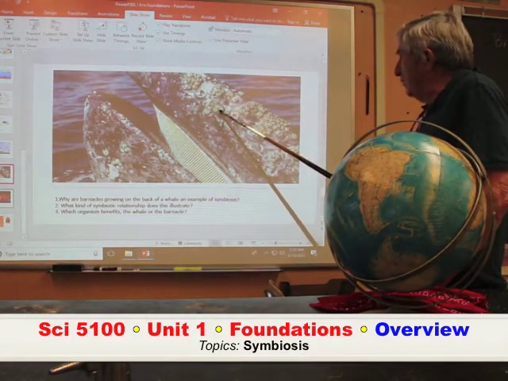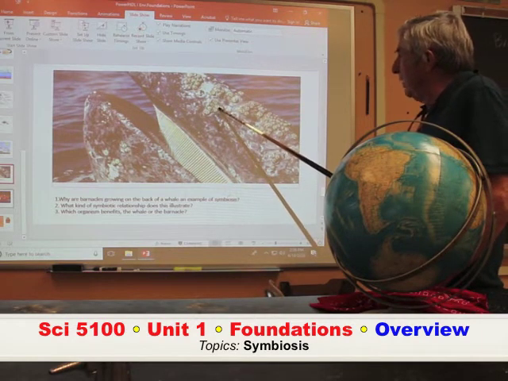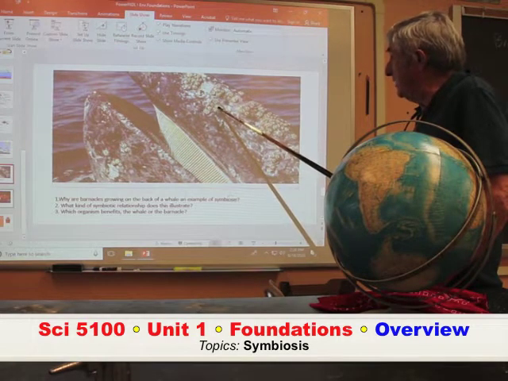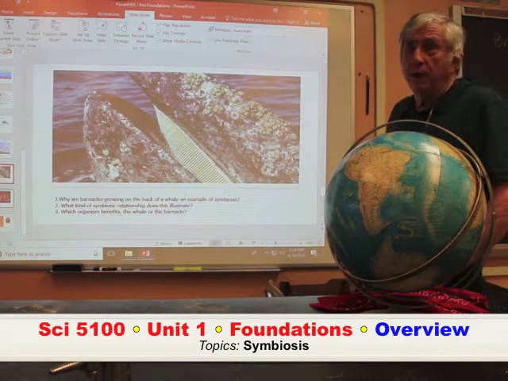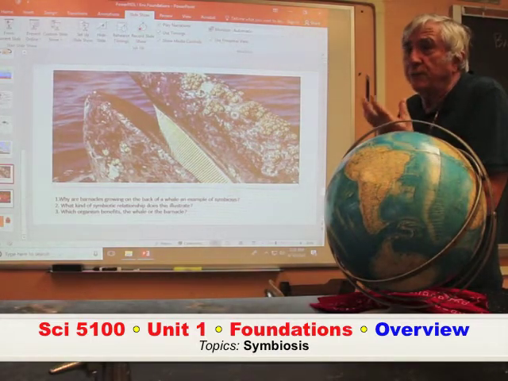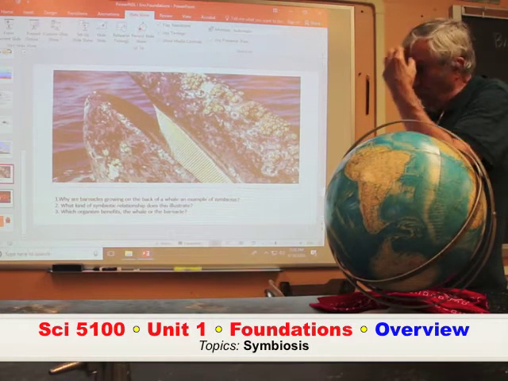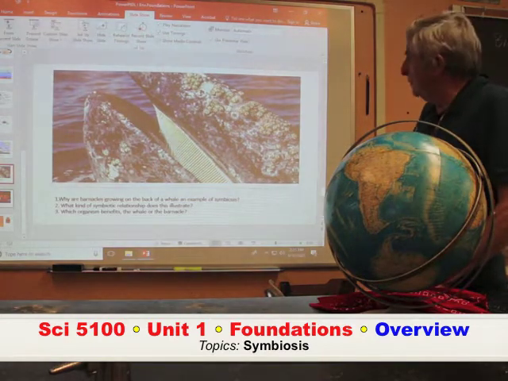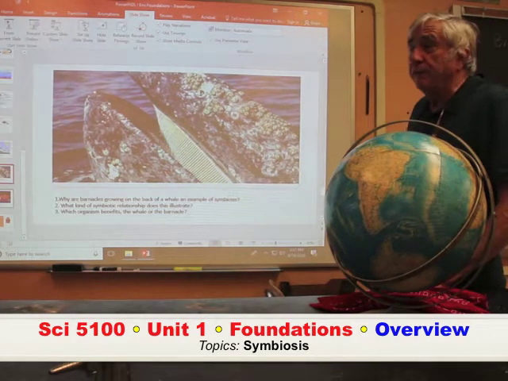So this is a case where the barnacle is not hurt. The question is, is it helped by being on the whale? Does it help the barnacle to be on the whale? And the answer is yes, because barnacles must attach to hard substrate. And if they can attach to the whale, they have a place to get the plankton from as the whale moves around. So they go on long trips with the whale, and they can pick up plankton very easily. So the barnacle benefits, but scientists have not found out that benefit of the whale. They haven't found that it hurts the whale either.